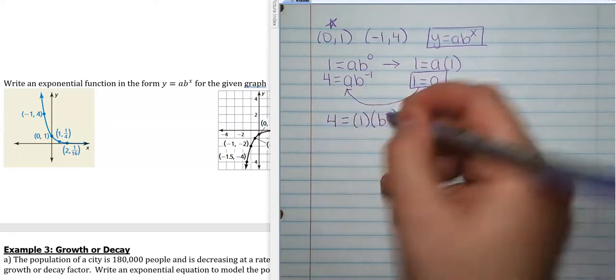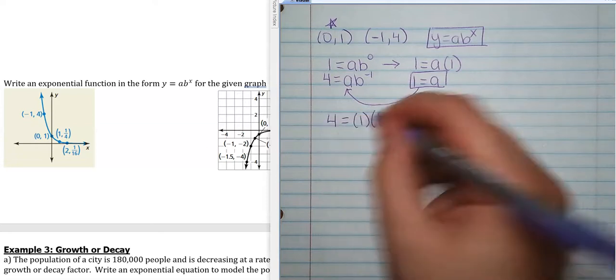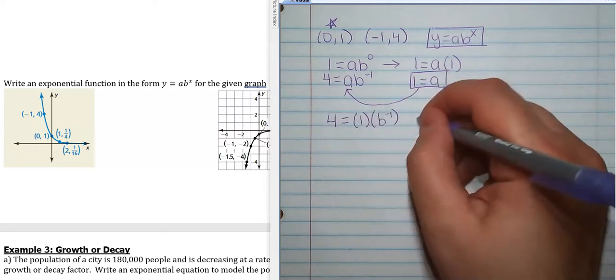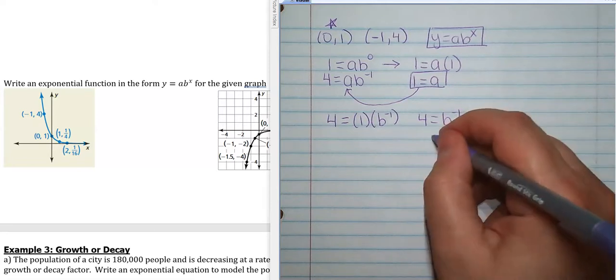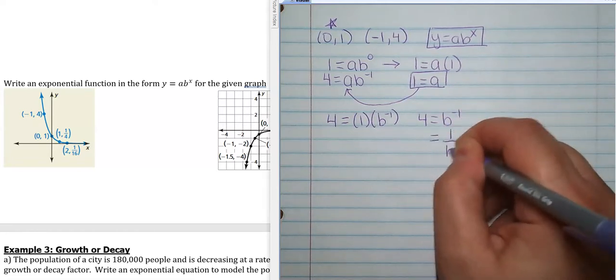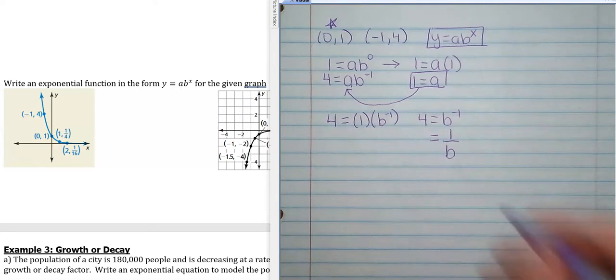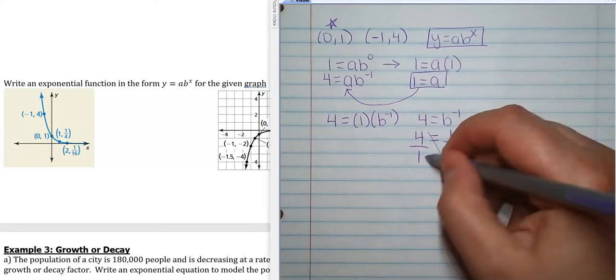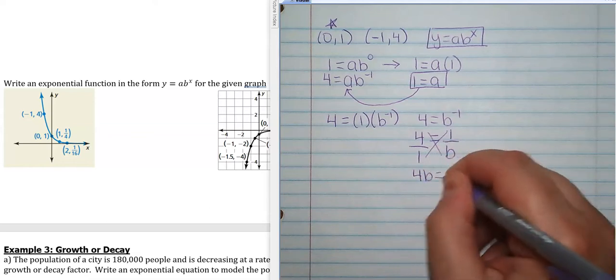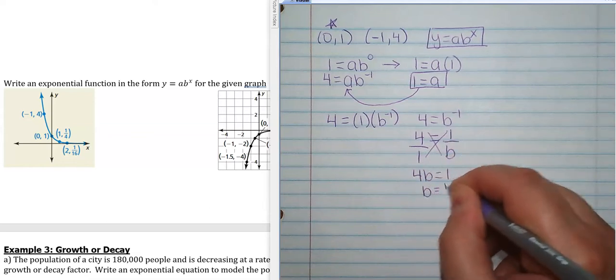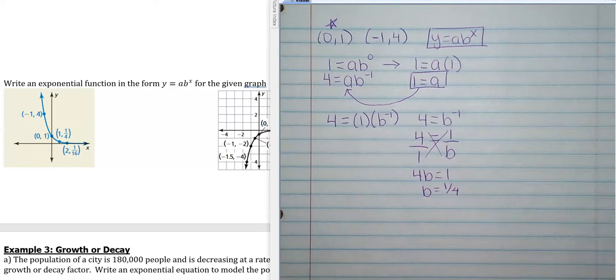All right, so 1 times b to the negative 1 is just going to be right here, 4 equals b to the negative 1. Now, remember, b to the negative 1 is the same thing as 1 over b. Now this is equal to 4. I'm just going to turn it into a quick proportion to solve that real quick. So I would have 4b equals 1. So that means my b value is actually going to be 1/4.